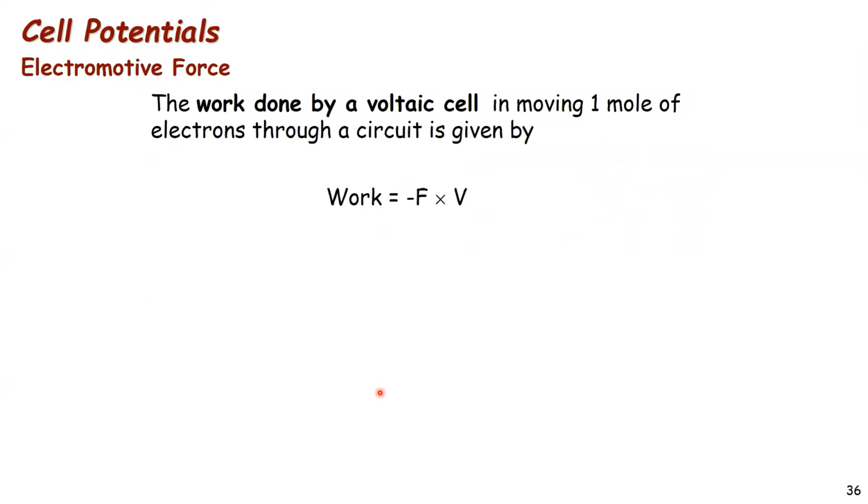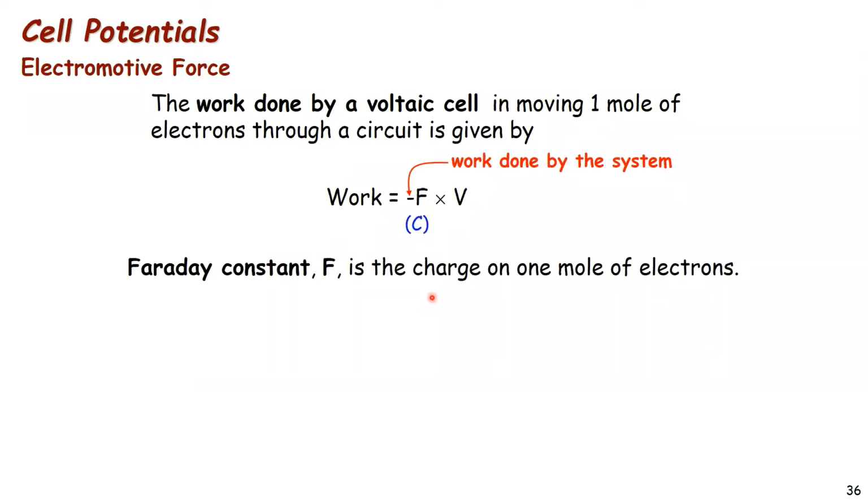Okay, so work done by voltaic cell. So work, in this case, can be represented by negative F, negative because the system is losing energy, right? We're losing energy, so that's where the negative comes into play. And then this is just a constant. That's called Faraday's constant. That is the charge on 1 mole of electrons. Okay, so that's the charge on 1 mole of electrons. And that's going to have units of coulombs.